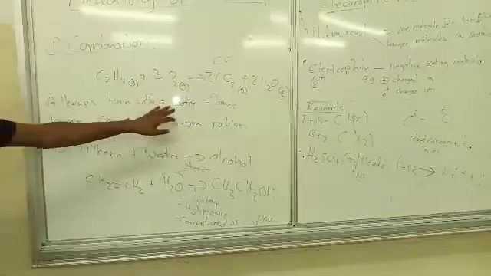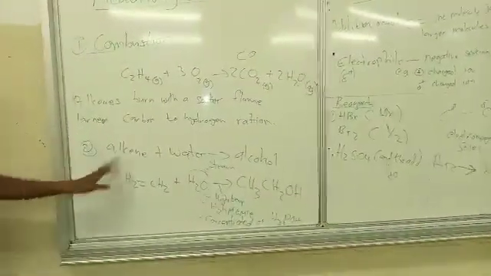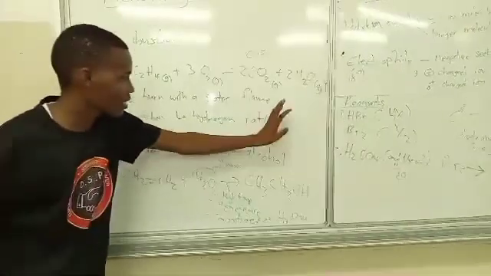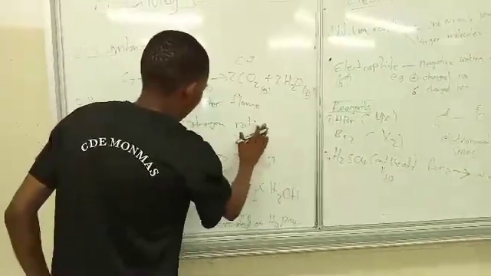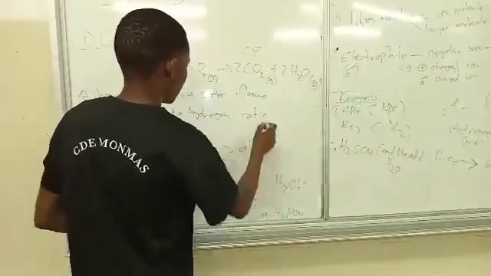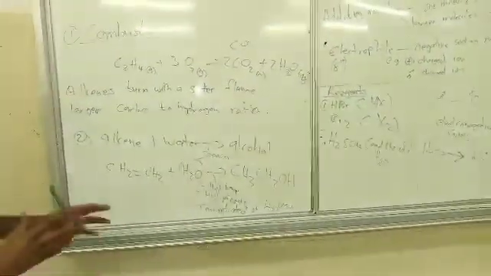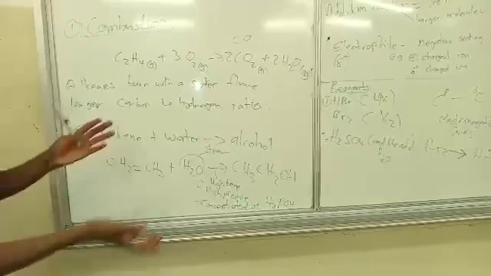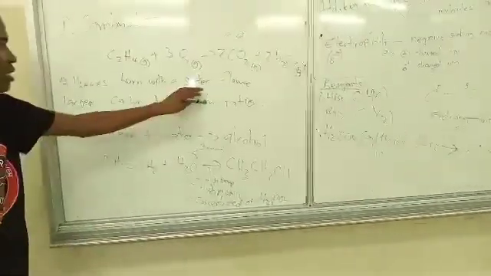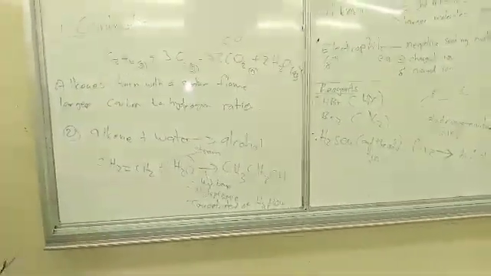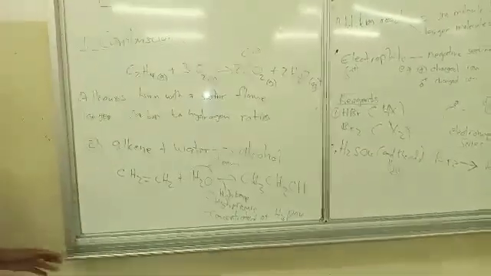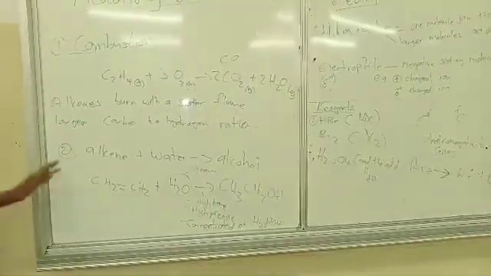Again, they burn with a sooty flame. Why? It is because they have a larger carbon to hydrogen ratio, like a dark, smoky flame that stains. The other reaction, you do it in your grade 12 or form 5.